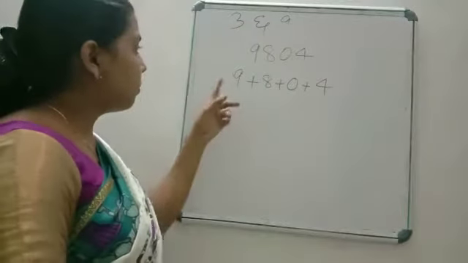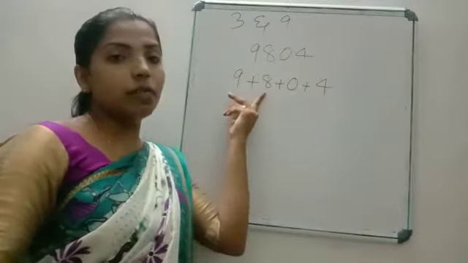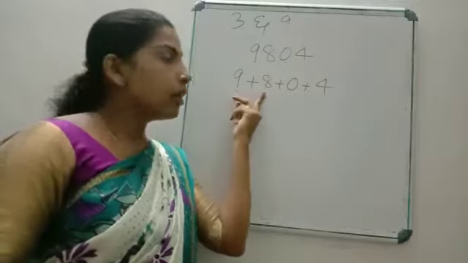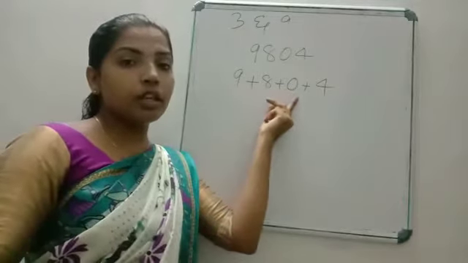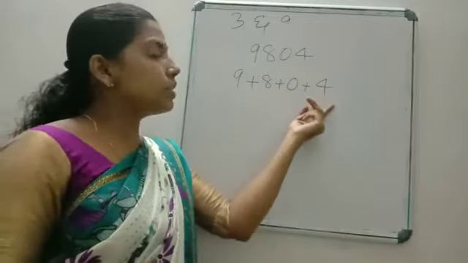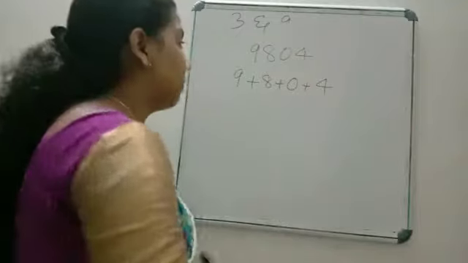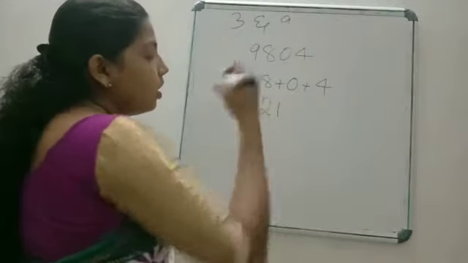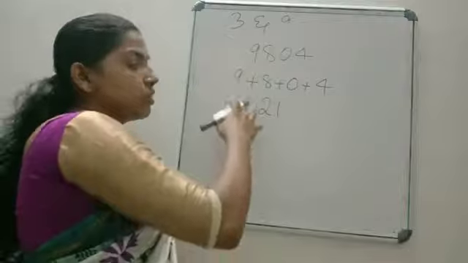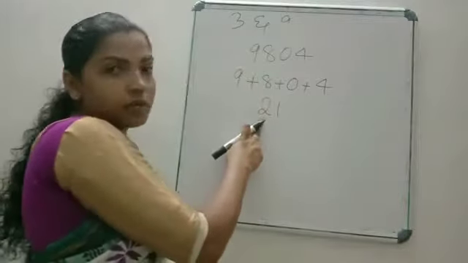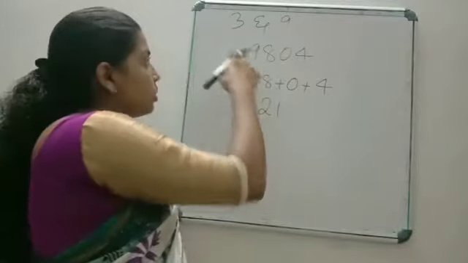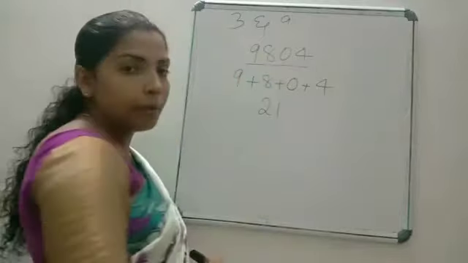Okay, now take the sum. 9 plus 8. What is 9 plus 8? 17. 17 plus 0 is 17 itself. 17 plus 4, 21. So first we can check whether it is divisible by 3. 21 is divisible by 3. Okay, so we can say that this number is divisible by 3.